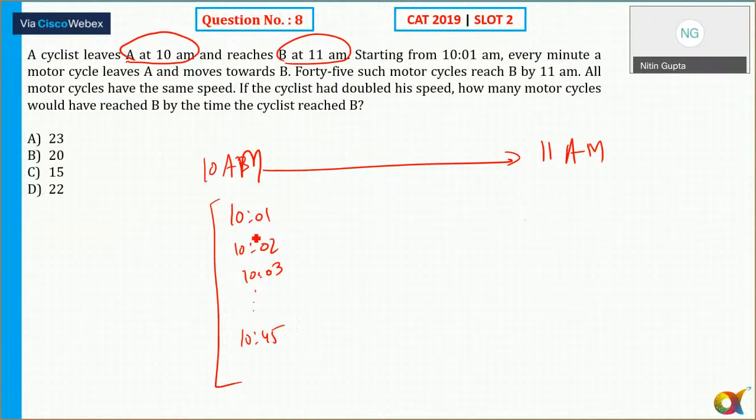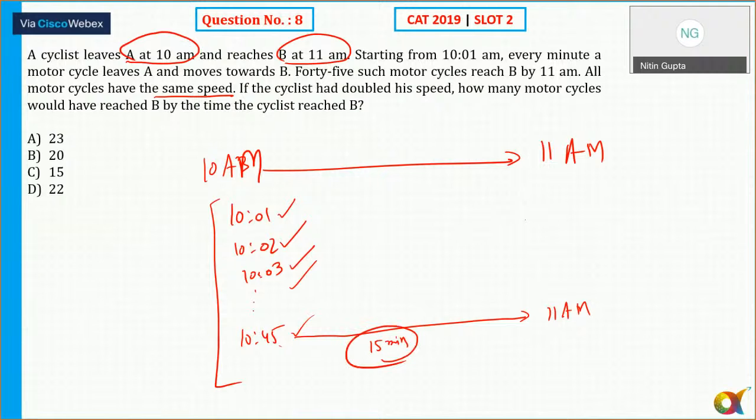So one motorcycle starts at 10:01, another at 10:02, then 10:03, and the last one starts at 10:45 after a gap of one minute each. And all these 45 reached by 11 a.m. So the last one reaches at 11 a.m. also, because all motorcycles have the same speed. So what is the time taken by each motorcycle? That is 15 minutes, which means each and every motorcycle is taking 15 minutes.